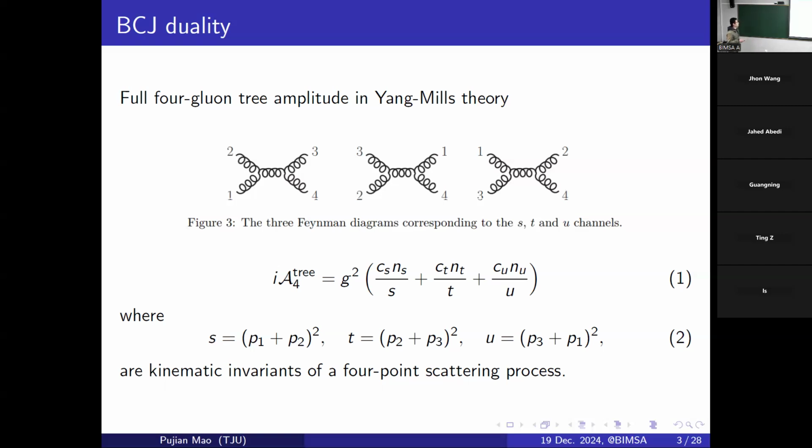A very simple example is to look at the 4-point tree level Yang-Mills amplitude. You have these well-known s, t, u channels. It's just a sum of those three terms from the three diagrams, and C and N are either the color factors or the kinematic factors, which I will show later. And s, t, u are the standard kinematic invariants of momenta.